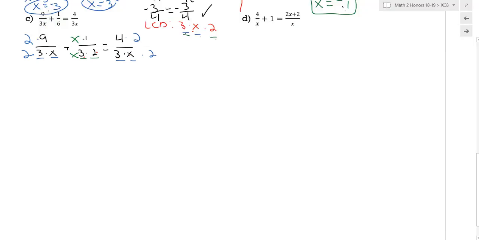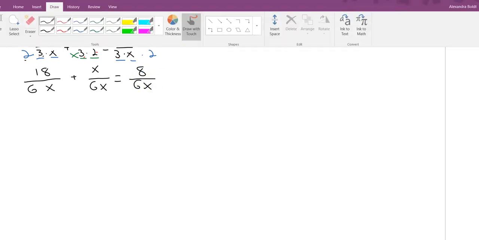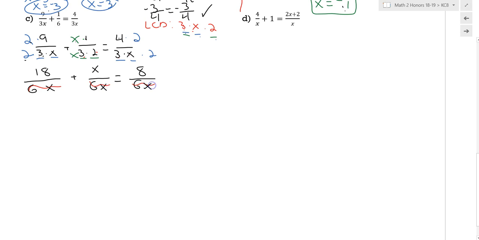So this part is the same as what we did with adding and subtracting. 2 times 9 is 18. 2 times 3 times x is 6x, or we could leave it. x times 1 is x. 4 times 2 is 8. Ooh, all these go away. So we have 18 plus x equals 8. So again, this is just a single x. There's no quadratic. There's no squared. So basic solving.